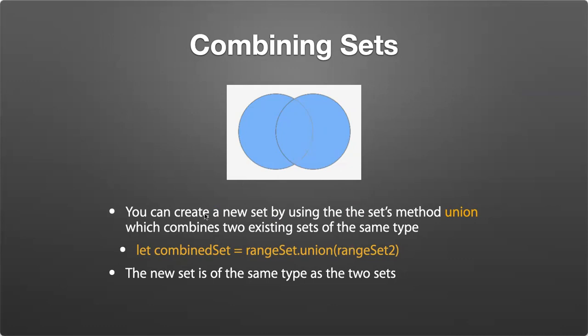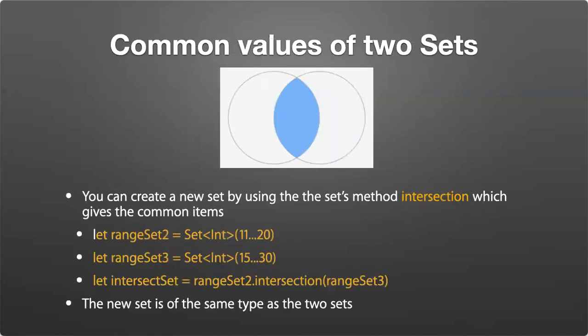So what this does, you can create this. So we have let combineSet equal rangeSet.union, and we give it the other set, and it will combine both of them. So rangeSet and rangeSet2 get combined into one set. Okay, and the new set is of the same type as the two sets. The two sets must be the same type. They can't be different. Okay.